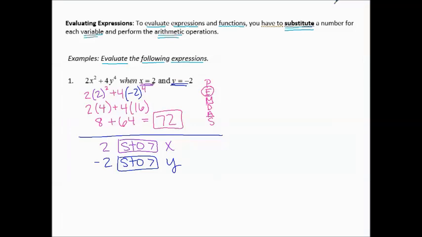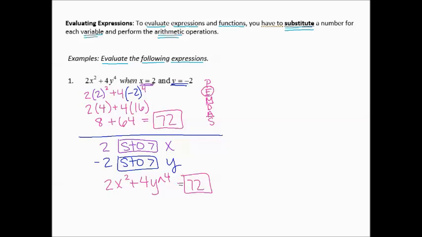So we stored our values and then we typed in 2x squared plus 4y, and then we had to hit the little caret there to the fourth. And then we got our 72. So you can use your calculator to help you solve some of these as well.